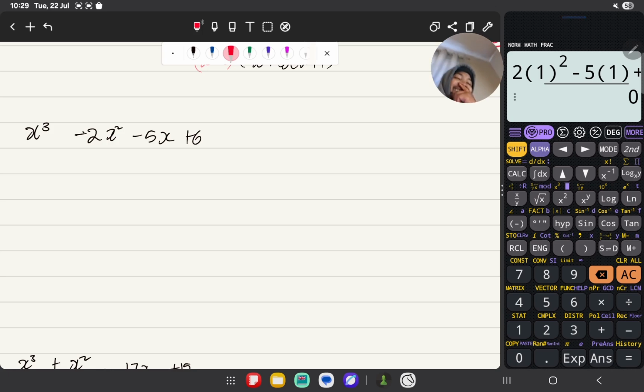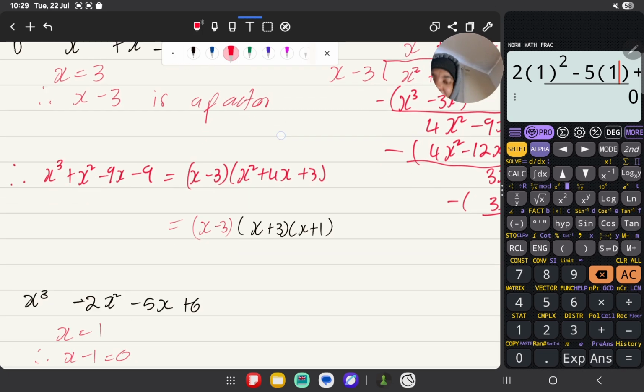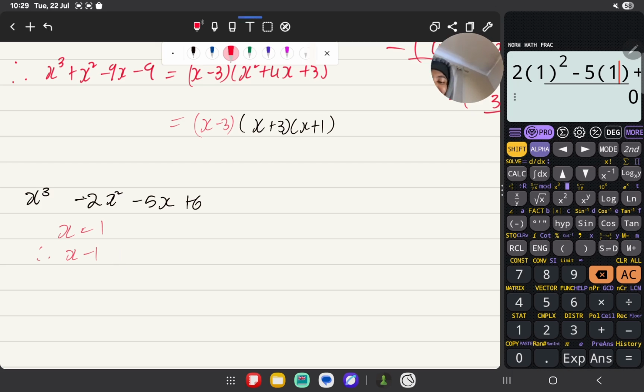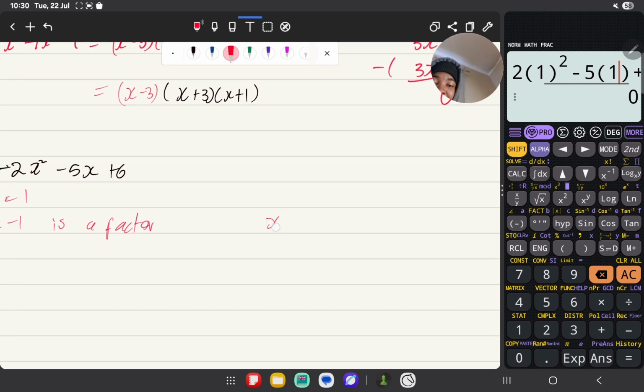Oh, how lucky I was. So we're getting x equals 1, right? Therefore x minus 1 equals 0, right? And how did we write it here? x minus 1 is a factor, right? So now I do my long division again.